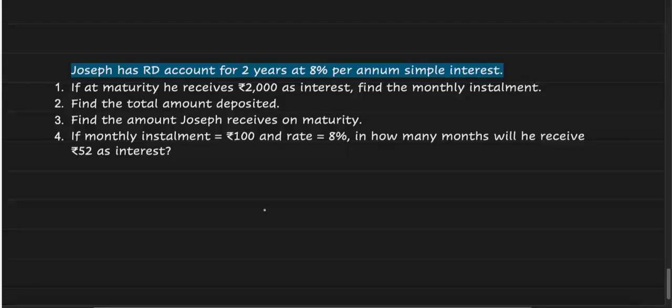Monthly installment P is missing. So whatever is given here, we will write first. What are the things which are given?